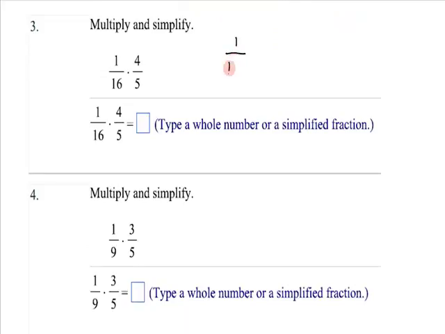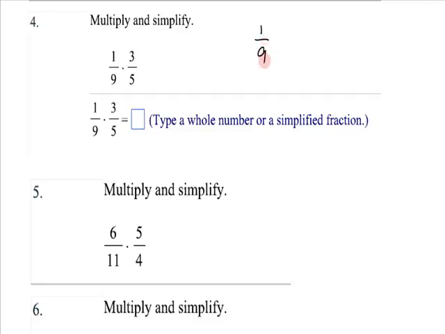I have 1/16 times 4/5. All right, let's look at our diagonals. 1 and 5, there's nothing to divide out there. 4 and 16, yes. 4 goes into itself once, 4 goes into 16 4 times. If you had divided out 2 and gotten 2 and 8, you would divide again. So nothing to do this way. I divided this way. Nothing up and down, nothing up and down. 1 times 1 is 1, and 4 times 5 is 20. All right, let's look at number 4.